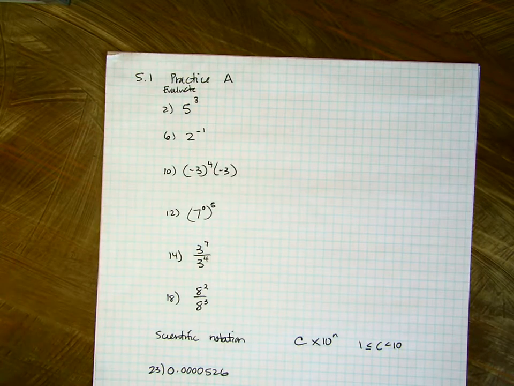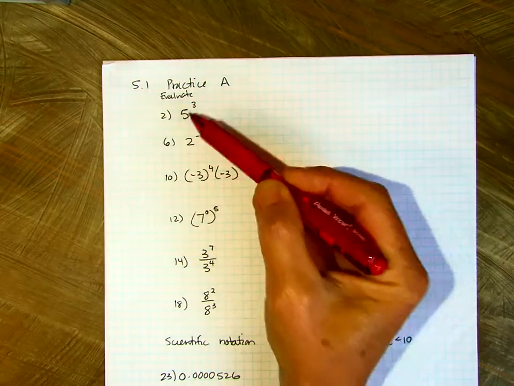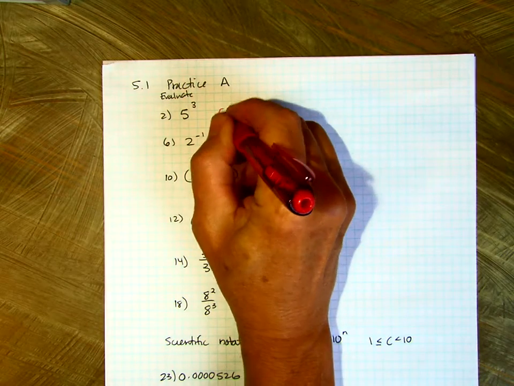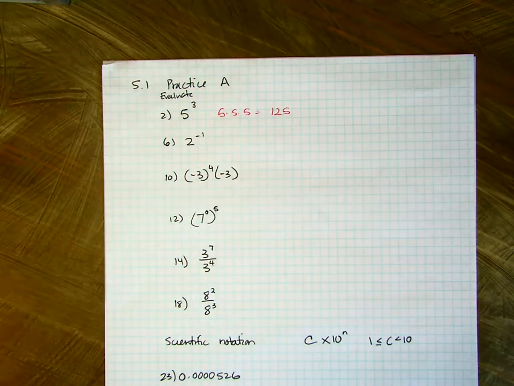All right, I'm going to start with practice A. The first bunch tells you to evaluate. What does 5 to the third mean? It means 5 times 5 times 5, which is 125.